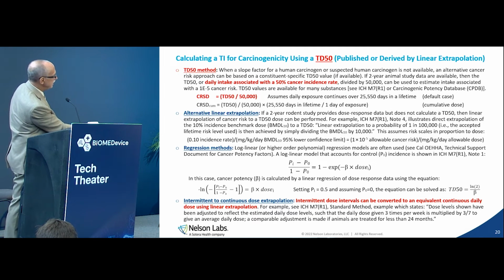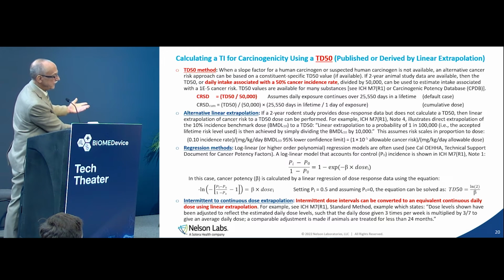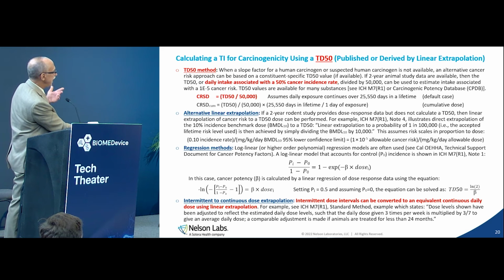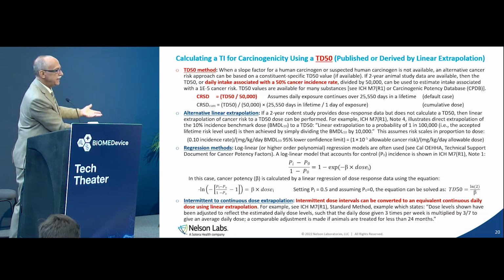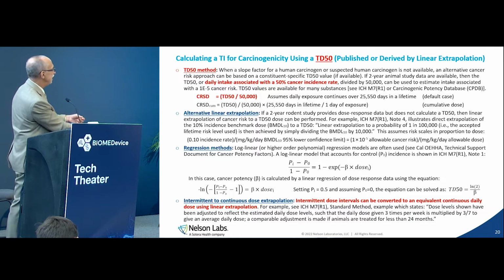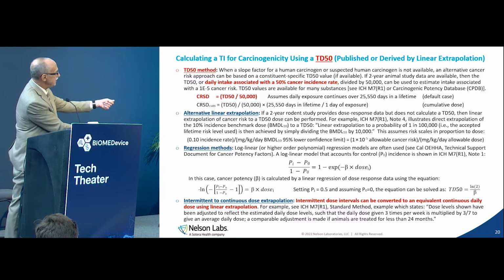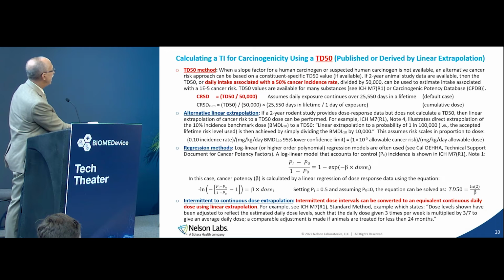Alternatively, you can do a linear extrapolation of what they call a benchmark dose. There might not be a 50% dose. The study might have derived a 10% cancer incidence called a BMDL10, and you can just proportion that 10% divided by that dose equals 10 to the minus 5 risk divided by the allowable dose at 1 in 100,000 risk.